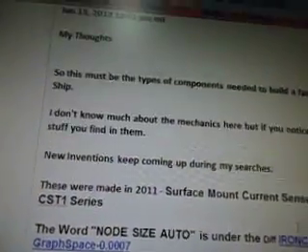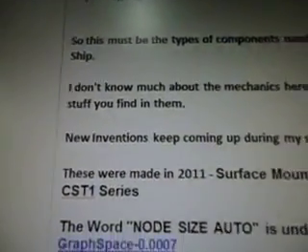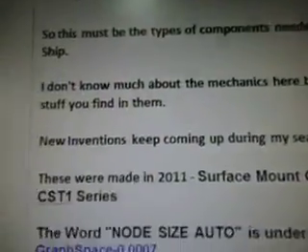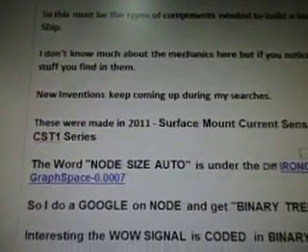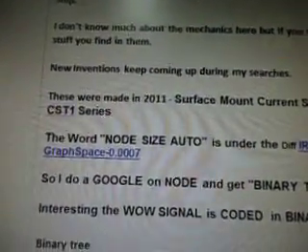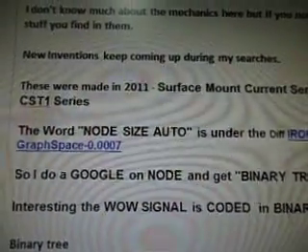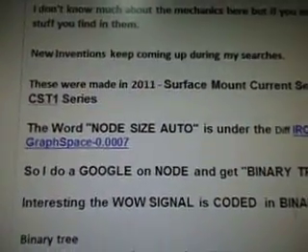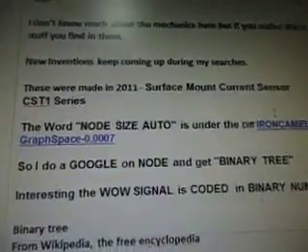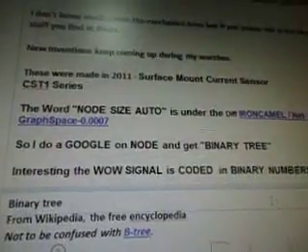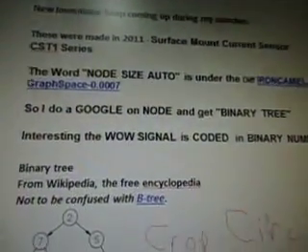I don't know much about the mechanics here, but if you notice, this is the kind of stuff you find in them. New inventions keep coming up during my searches. These were made in 2011. Surface Mount Current Sensor CST1 Series. The word node size auto is under the difference IRONCAMEL net GRAPHSPACE 0.0007.